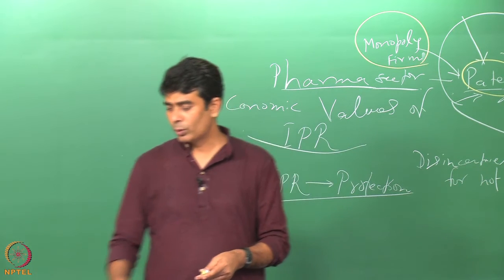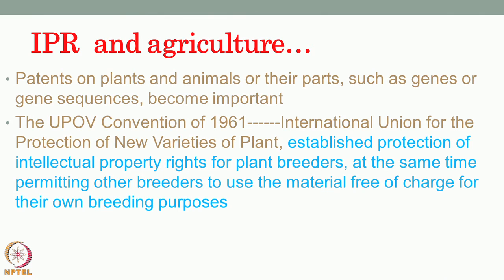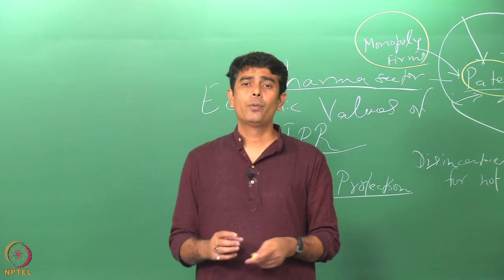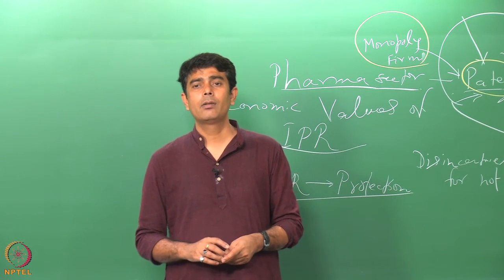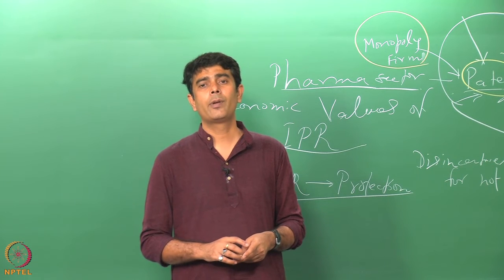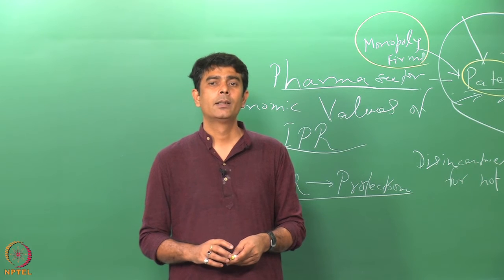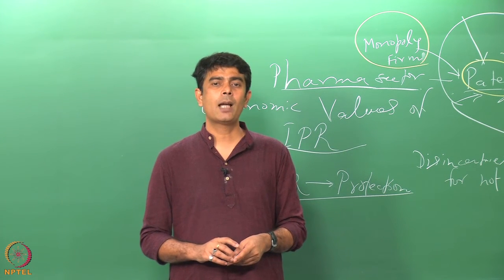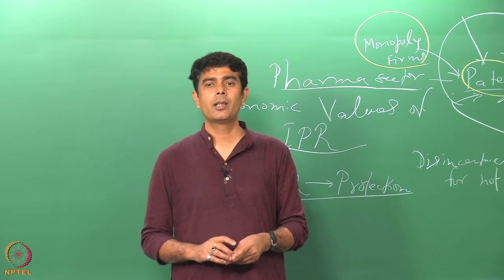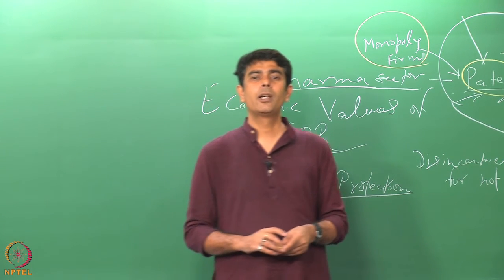Agriculture is more closely attached with the intellectual property rights. So, patents on plants and animals or their parts, such as genes or gene sequences, become important today when we talk about agriculture. The UPOV Convention of 1961, International Union for the Protection of New Varieties of Plants, has established protection of intellectual property rights for plant breeders, at the same time permitting other breeders to use the material free of charge for their own breeding purposes.